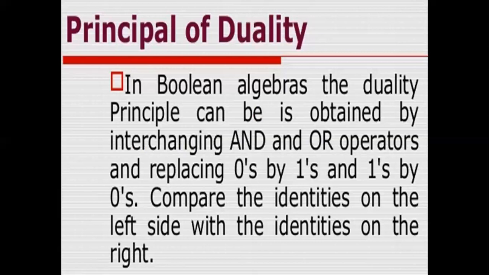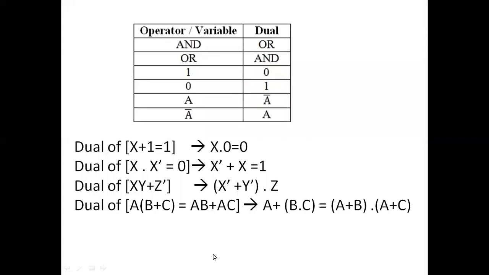Next, duality principle. In Boolean algebra, the duality principle can be obtained by interchanging AND with OR and OR with AND, and replacing 0 by 1 and 1 by 0. Compare the identities on the left side with the identities on the right side. So AND is replaced by OR, OR is replaced by AND, 1 with 0, 0 with 1, and A with A complement, A bar with A.